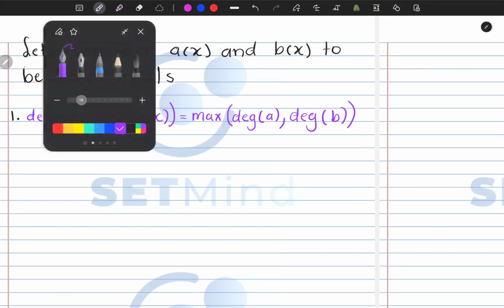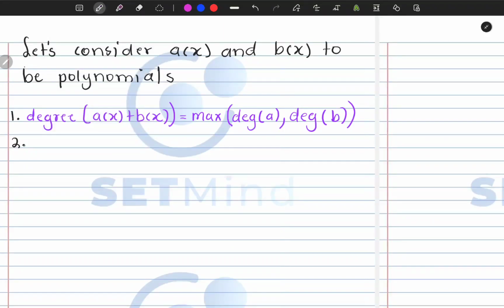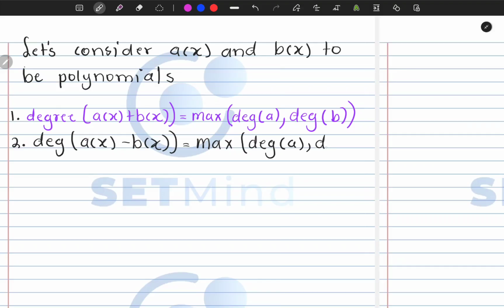And if you go to number 2 and you subtract two polynomials, say you have the degree of a of x minus b of x, our answer will be the maximum, or the bigger degree, of either the polynomial a or b. So it will be the max of the degree of a and the degree of b. Essentially you'll choose the bigger degree of the two polynomials to get the degree of a of x minus b of x.